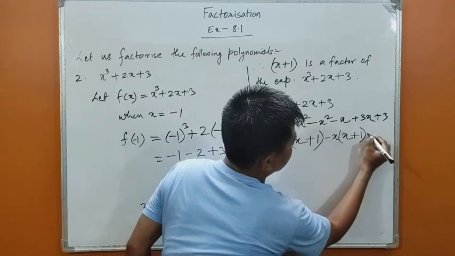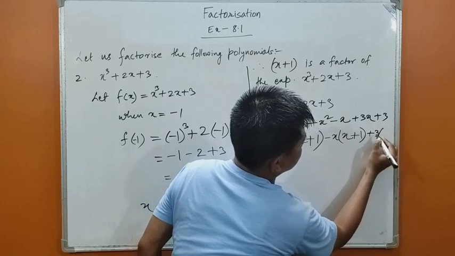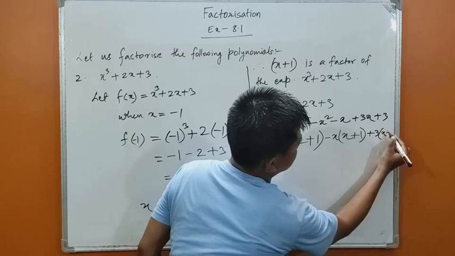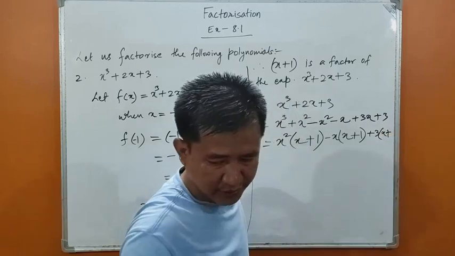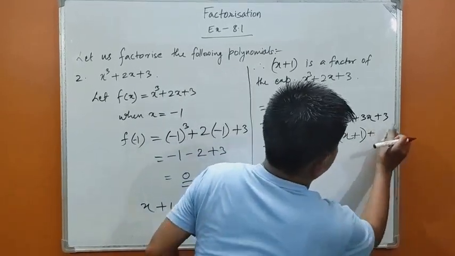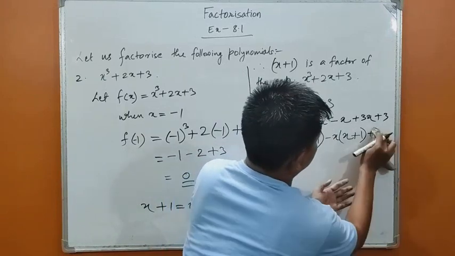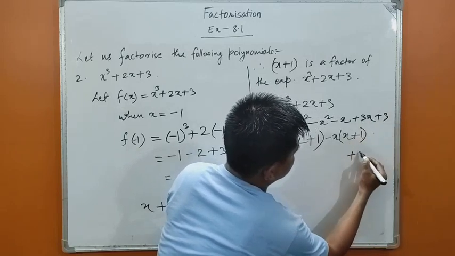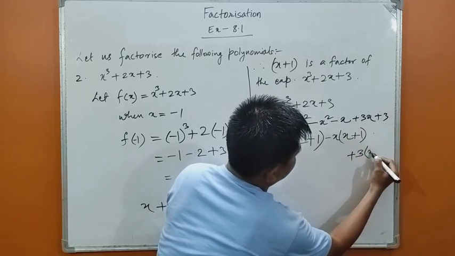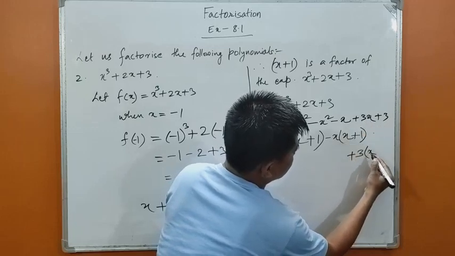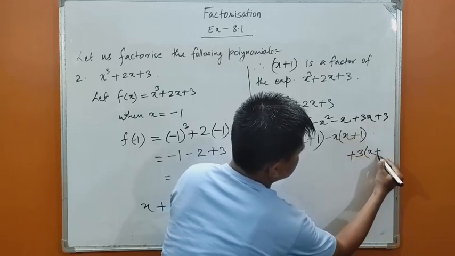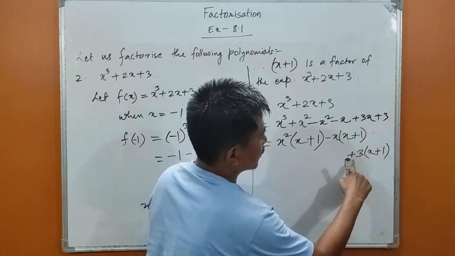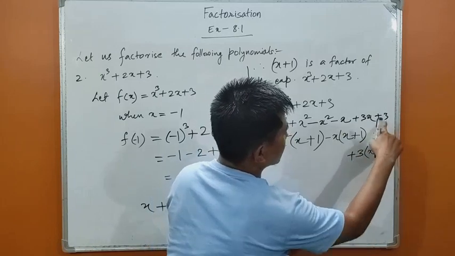Okay. Now from here you can take 3 common. 3 into x, 3x, plus into plus is plus. 3 1s are 3, isn't it? 3 into x, 3x, plus into plus, plus 3 1s are 3.